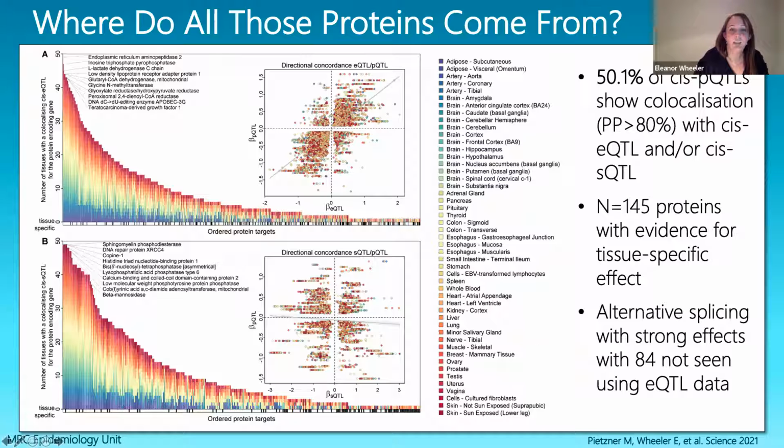And then when we considered alternative splicing, so this is in the lower panel here, 1/5 of cis pQTLs were shared with a cis sQTL in at least one tissue, and actually 84 were not seen when we just looked at eQTL data alone.